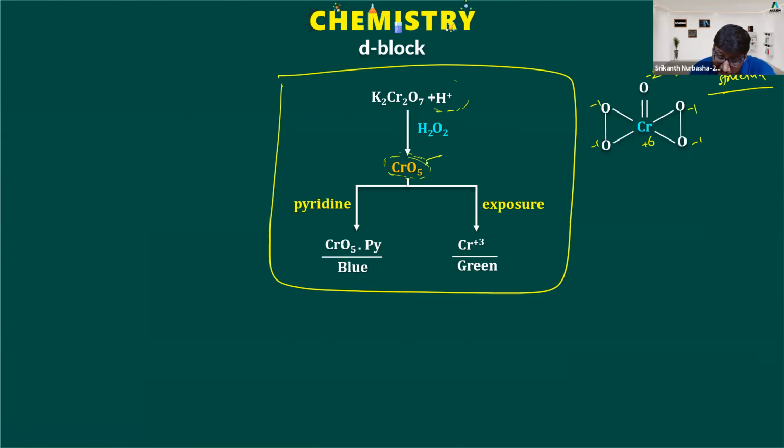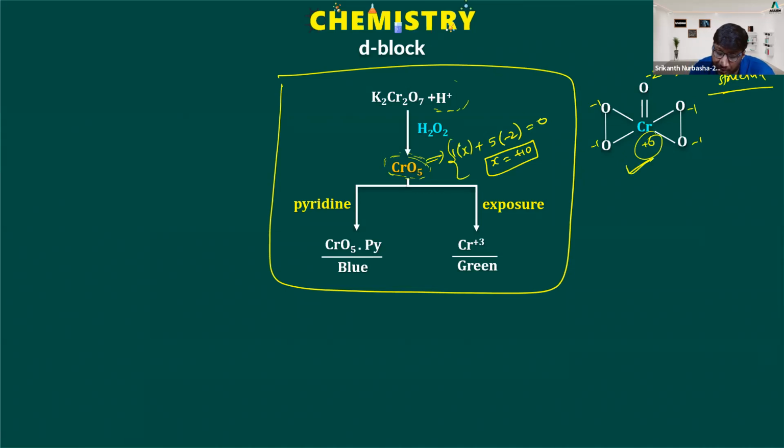Can I directly say one chromium is there, so 1 into x, and 5 oxygens, so 5 into -2, equals 0? So x is equal to +10. Can I directly say like this? If I directly apply the formula, I get the oxidation state of chromium as +10. But if you look at the structure, the oxidation state of chromium is +6, and we all know +6 is the correct one.